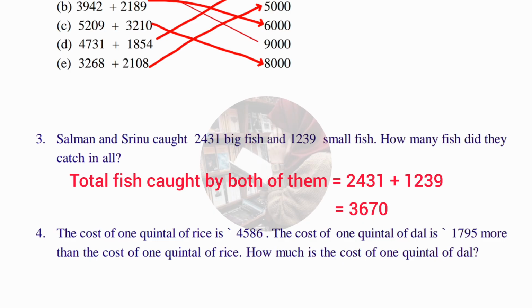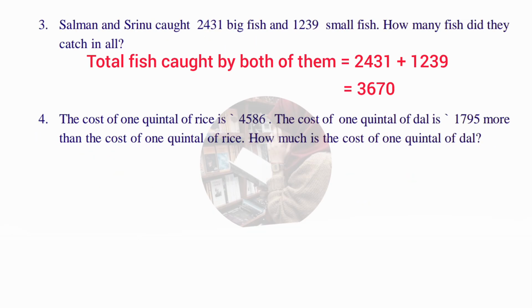Let's move on to the fourth question, which is, the cost of 1 quintal of rice is 4586. The cost of 1 quintal of dal is 1795 more than the cost of 1 quintal of rice. How much is the cost of 1 quintal of dal? Here, as I already told you in the previous worksheets, whenever you see the word more in the question, you have to add that number to the first number. Then only you will get the answer to this particular question. Okay, let's see the answer.